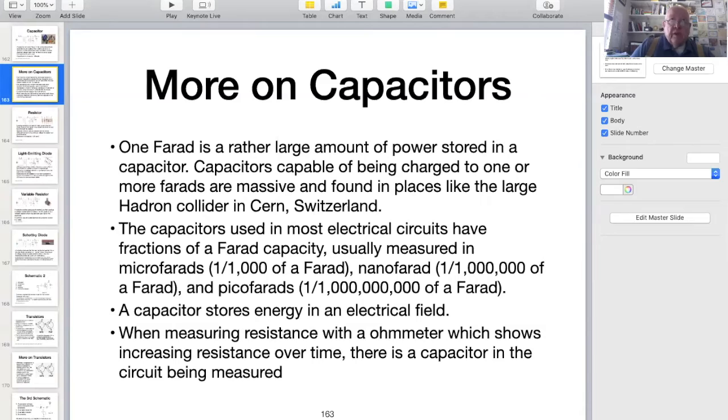The last bullet on this slide is a possible test question. If I'm measuring the resistance in a circuit and the amount of resistance increases over time, that means my ohmmeter is charging up 1 or more capacitors in the circuit. When that happens, there's at least 1 capacitor in the circuit. That's the answer to the test question.